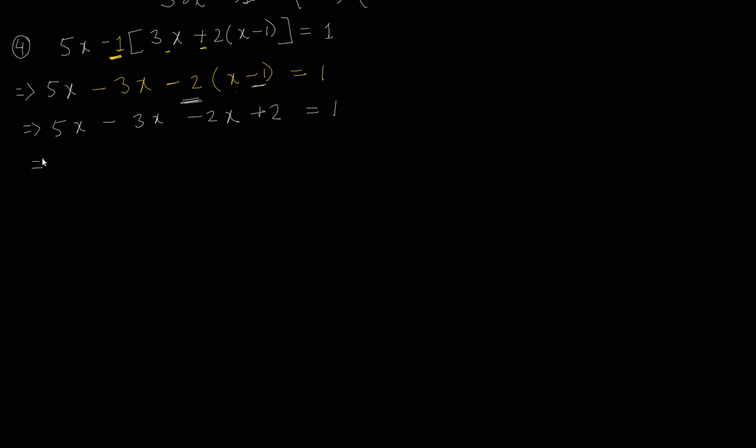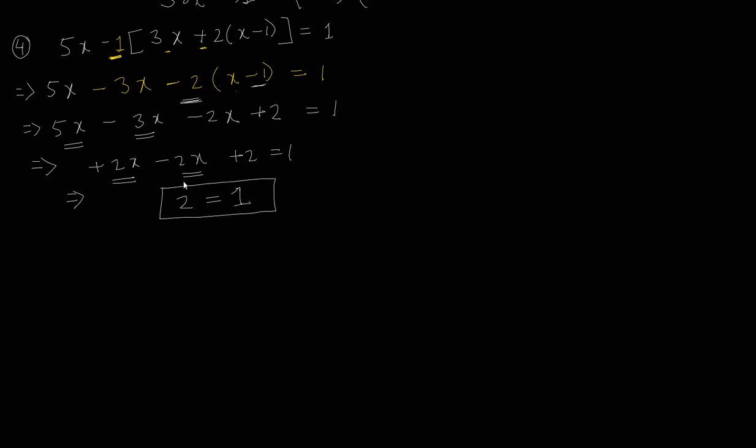Now what I have here is negative 5x minus 3x, so it will be negative 2x, and then negative 2x plus 2 equal to 1. So what I get is this positive 2x and negative 2x cancel out, so now I'm left with 2 equal to 1. Now as you can see, 2 cannot be equal to 1 in any circumstances.